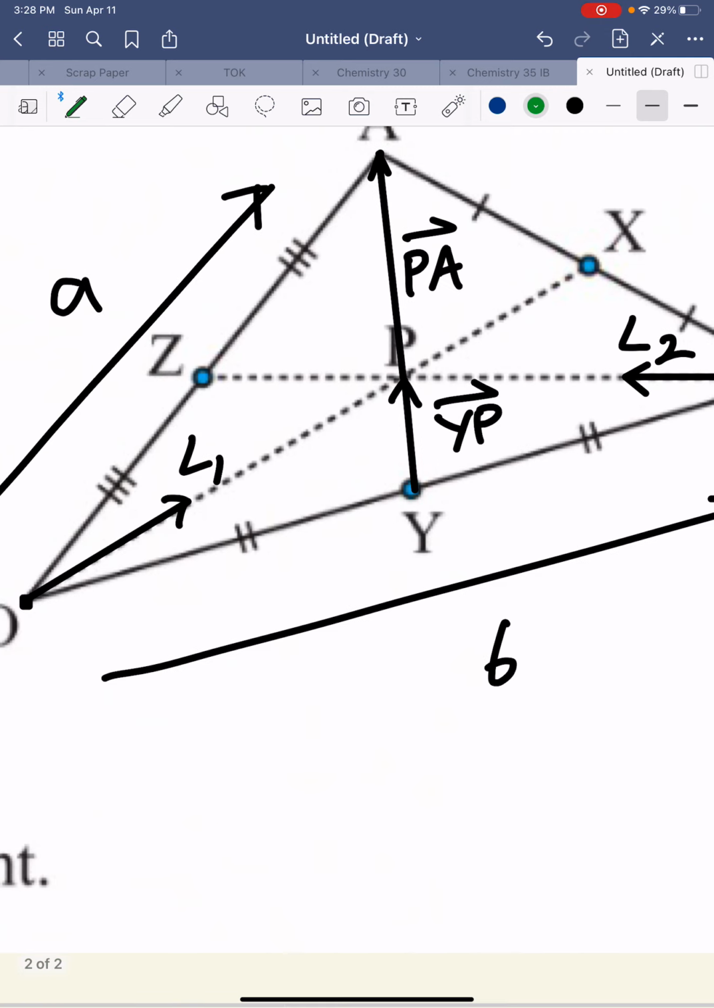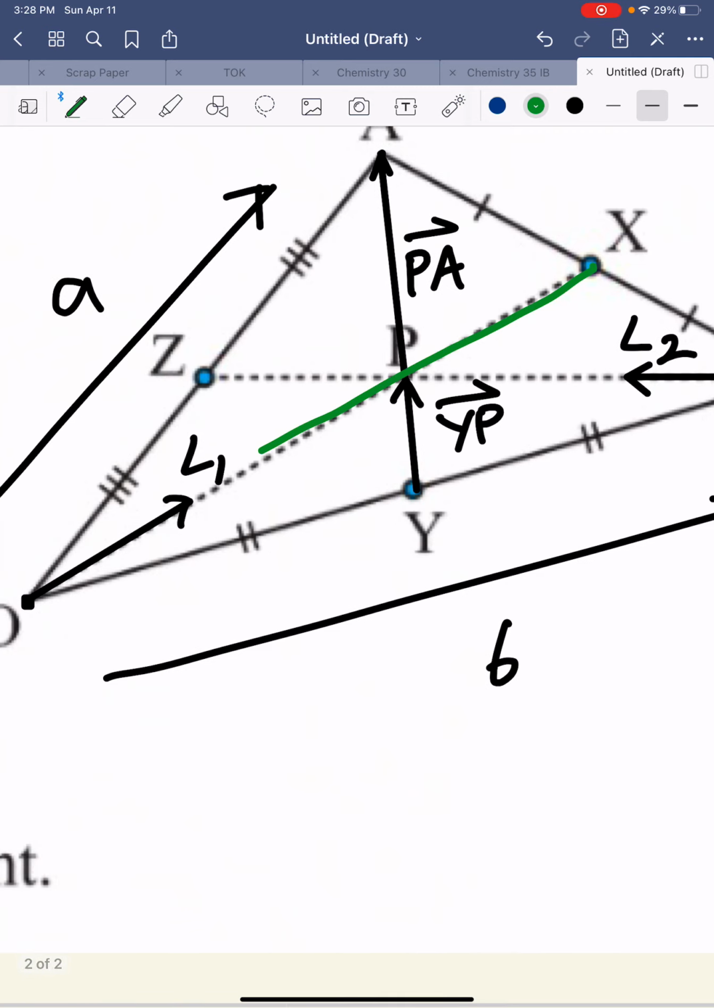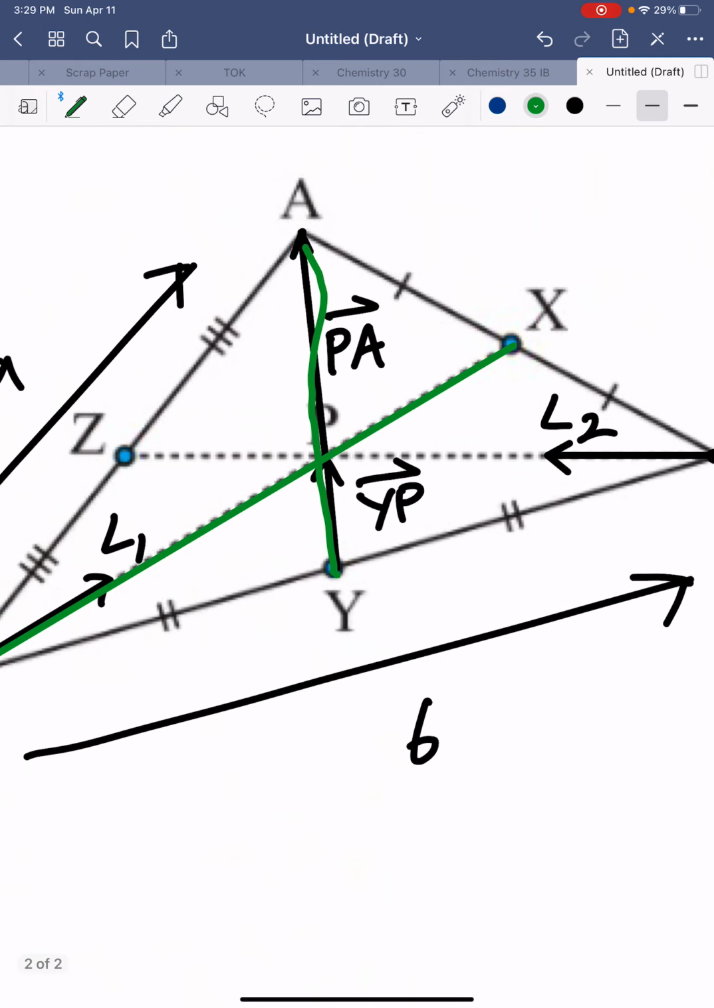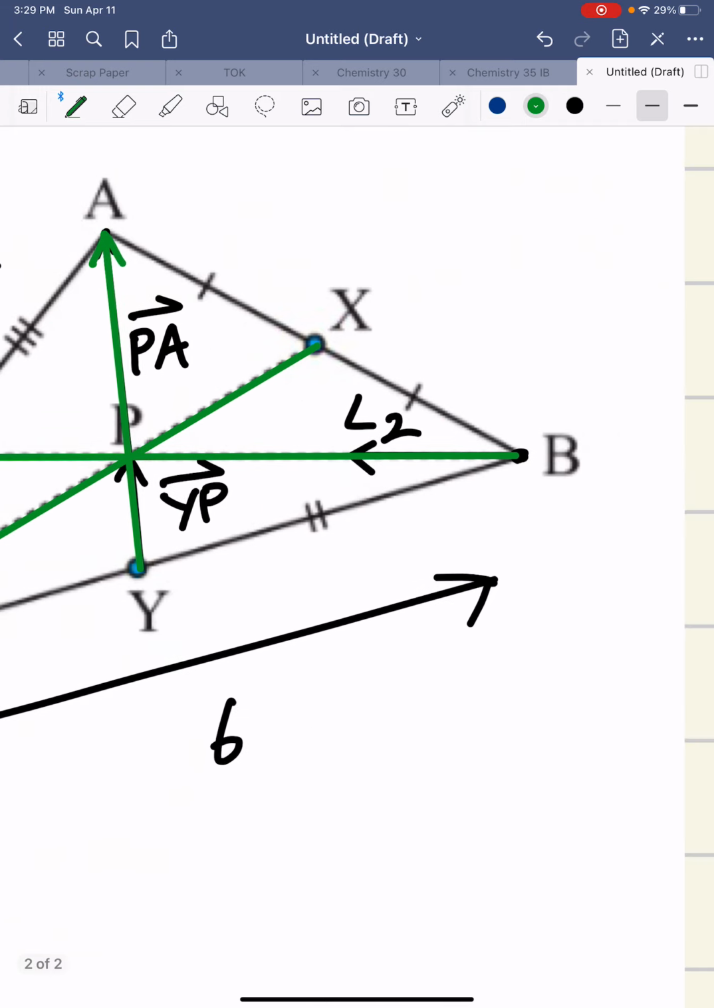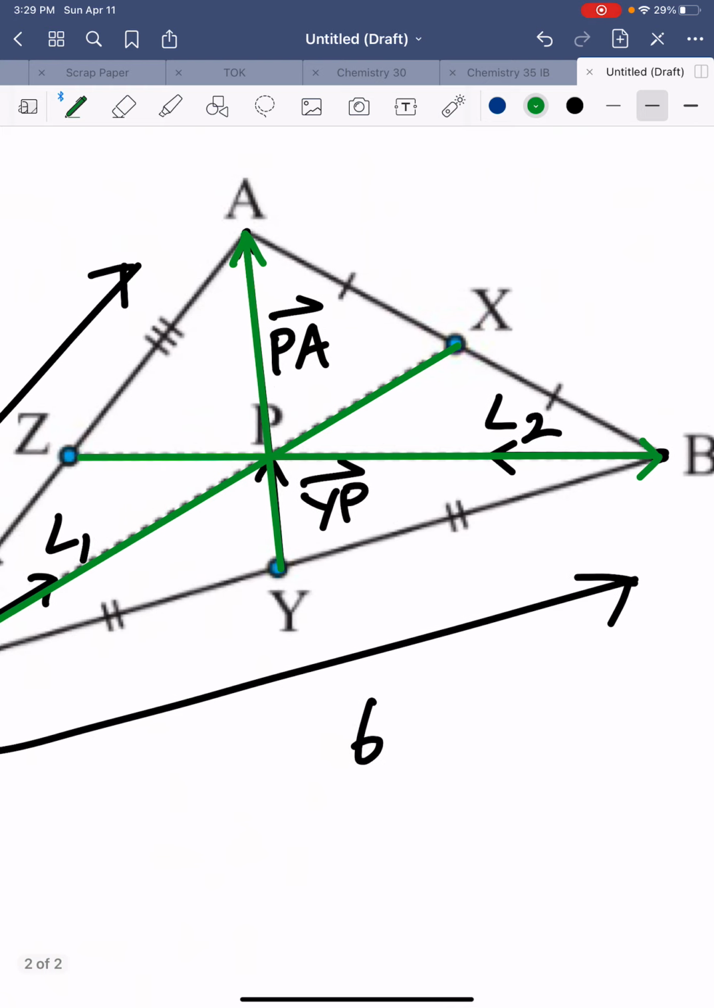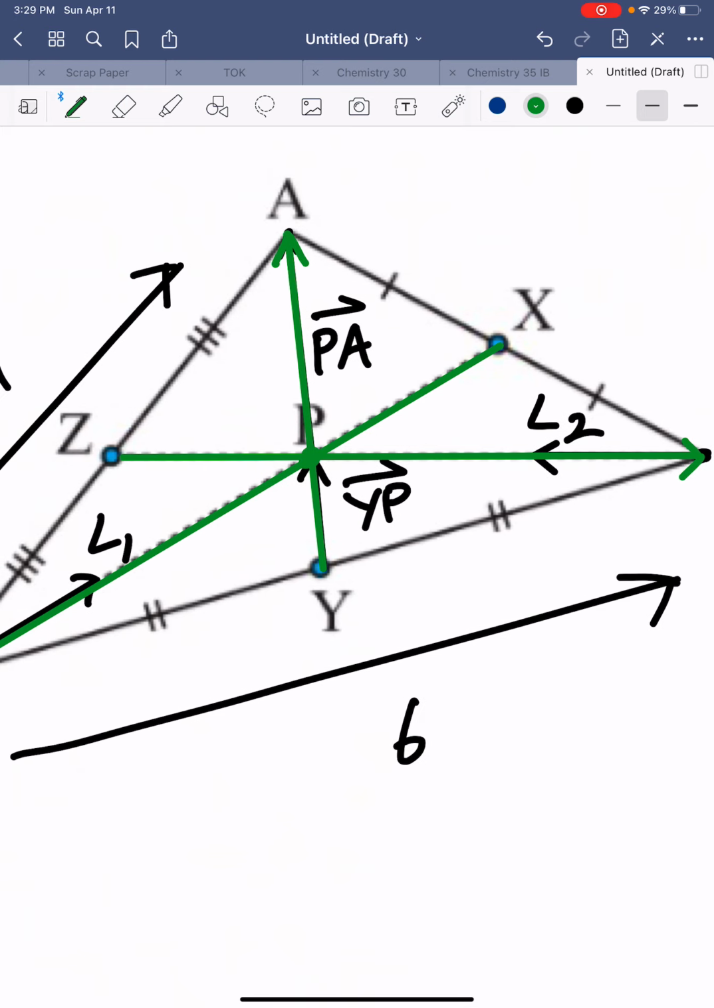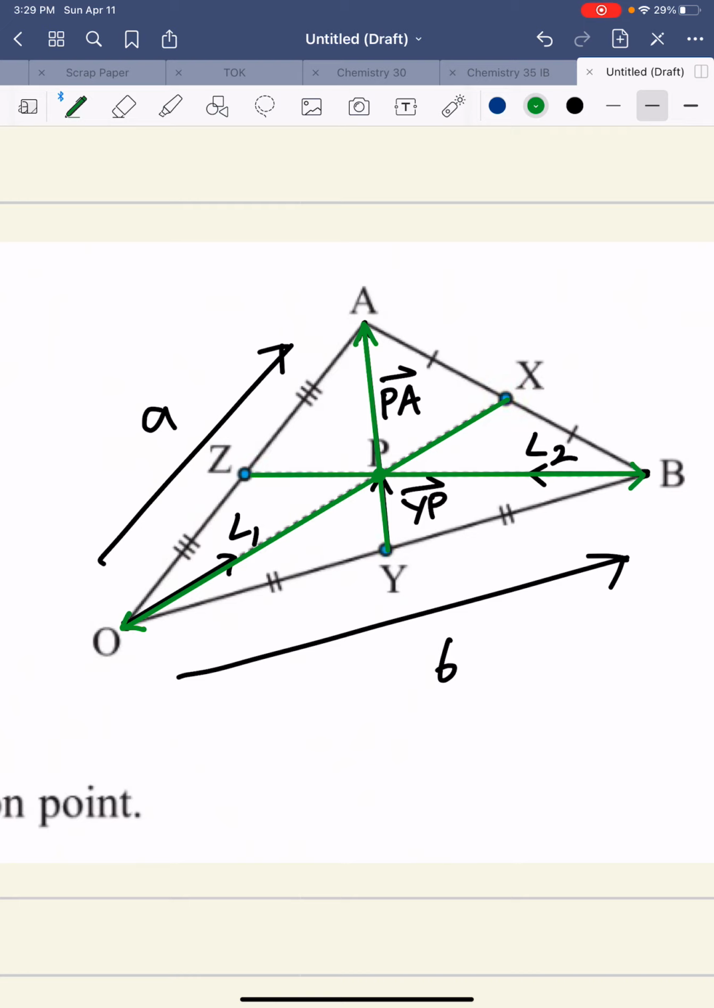If we have this line here, and we have this line here, and then you also have this line here, you want to show that all of these three lines meet at P for this triangle specifically. So how do we do this?